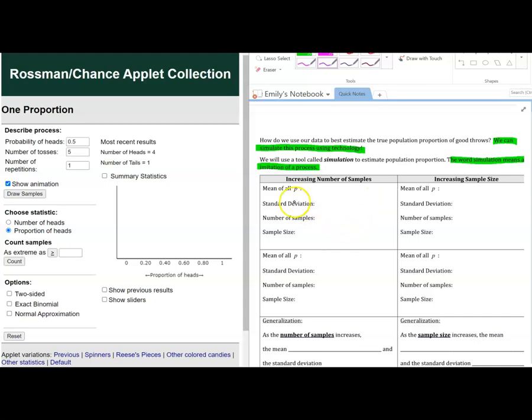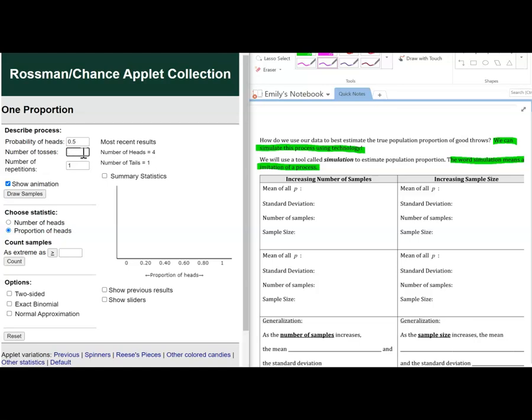Now, just to give you an idea of what a simulator is, this one can simulate, let's say, tossing a coin. We know the theoretical probability of getting heads when tossing a coin is 0.5, which is why they have that listed here. That's basically representing the population proportion. Let's say you want to simulate tossing a coin 50 times.